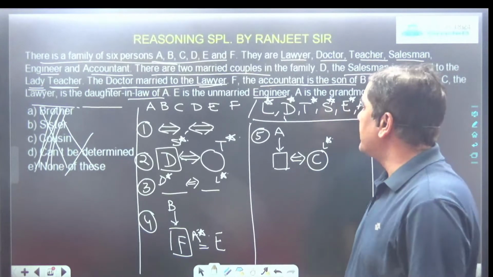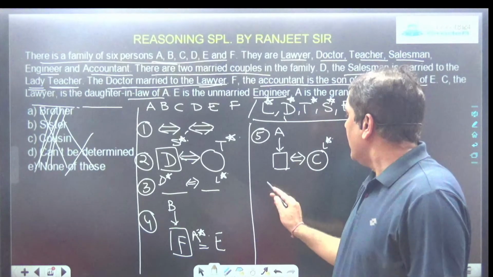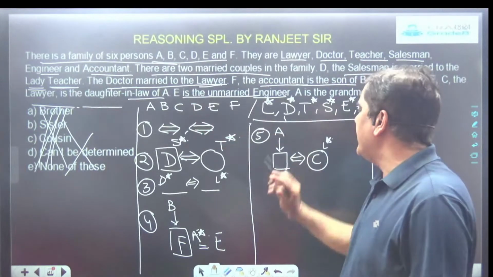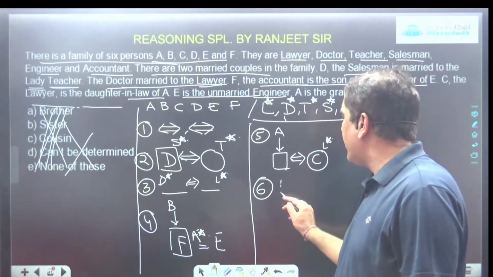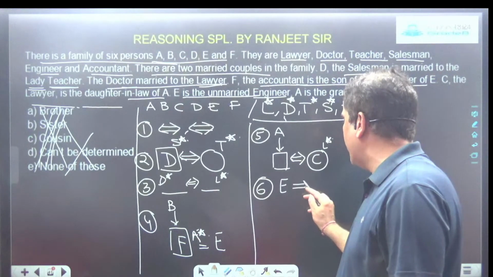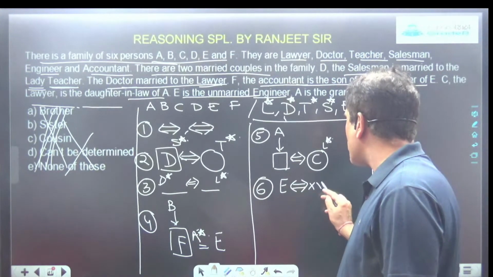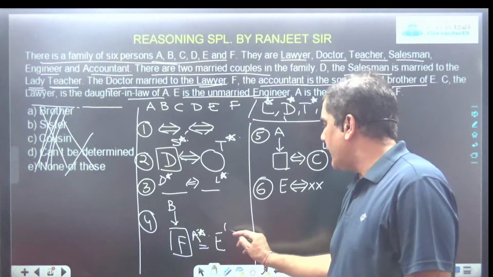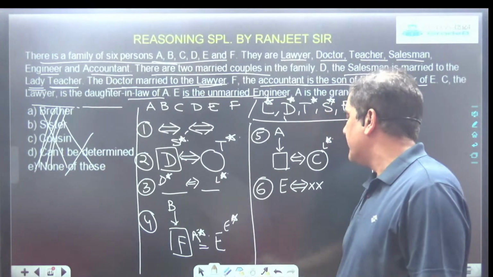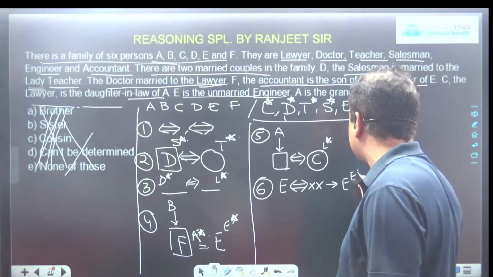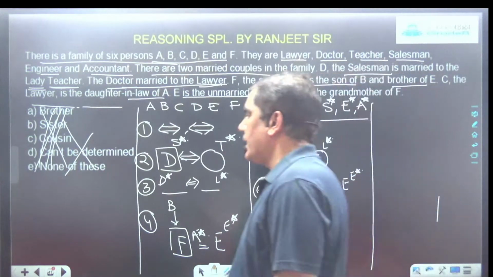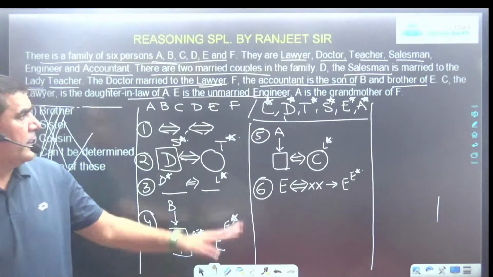Okay, go for the sixth one. Here they're saying E is the unmarried engineer. So E will not make any couple. He will not form any married couple. And E is given to be what? Engineer. So I put it over here. Clear? Okay. Let's go with the last one.